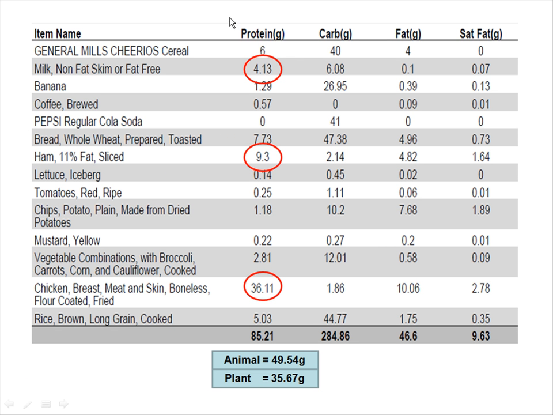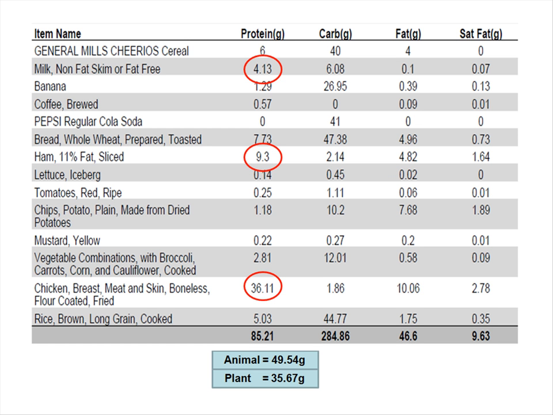So what you need to do again is go down in your spreadsheets, look at each day and look through and just determine, the first thing you need to do is, am I going to determine animal sources or plant sources? And I decided to do animal sources, so I just went through each food and said, okay, yes, milk is from an animal, ham's from an animal, chicken's from an animal, and I didn't see anything else that was from an animal. So I added those up and I came up with about 49.54 grams from animal source. So if I just take 85 and subtract 49.54, I get 35.67 grams of plant.